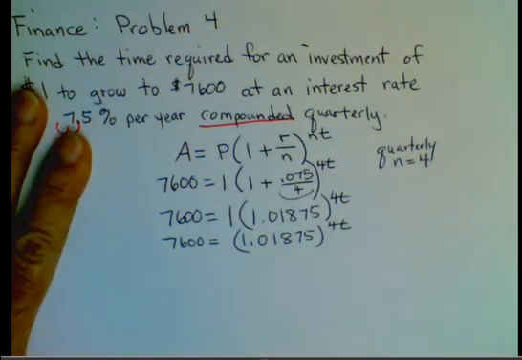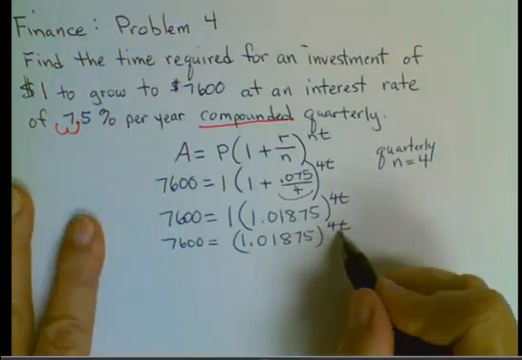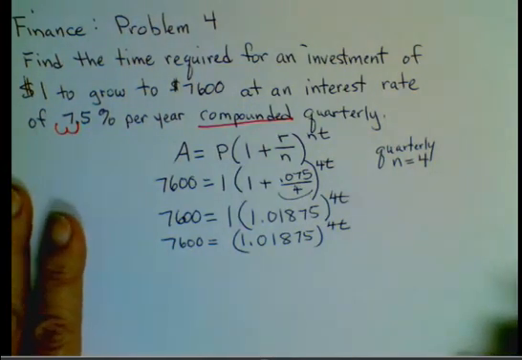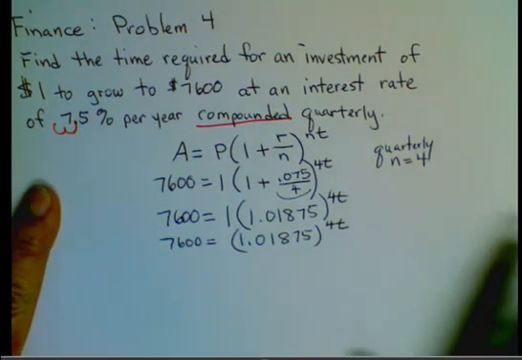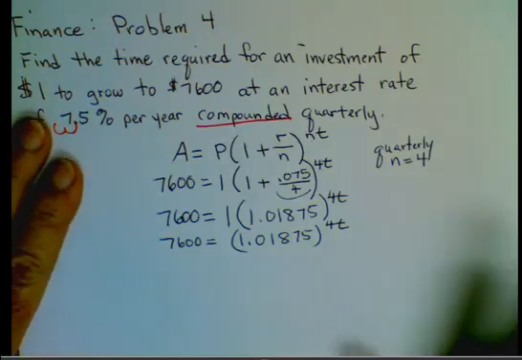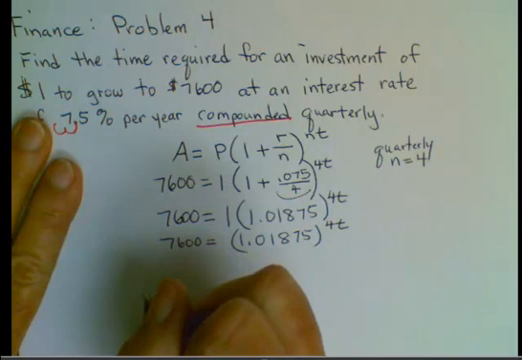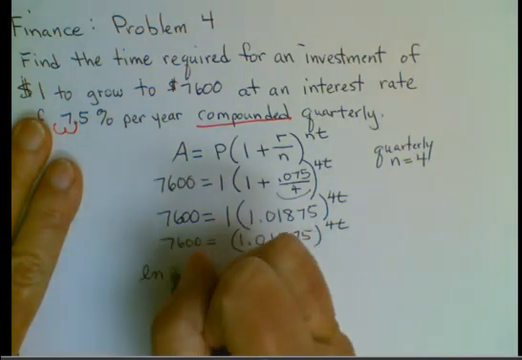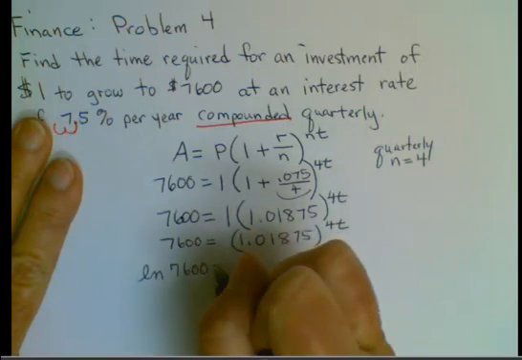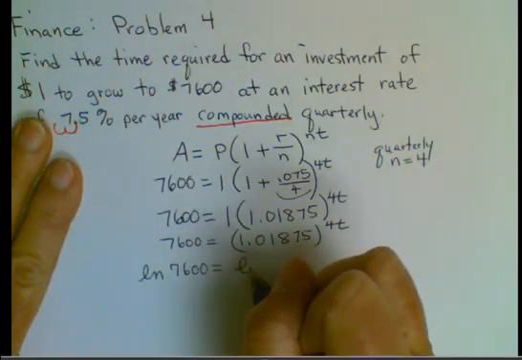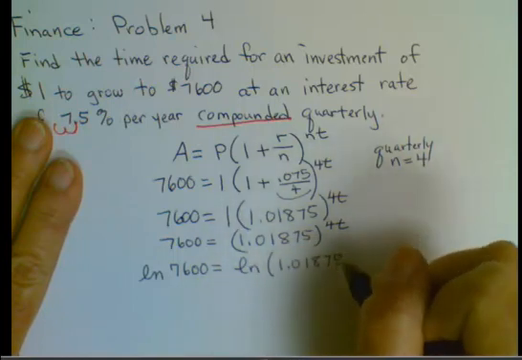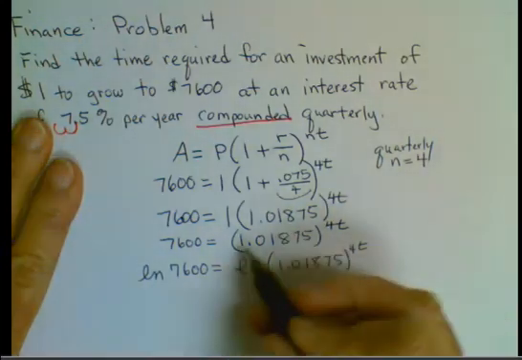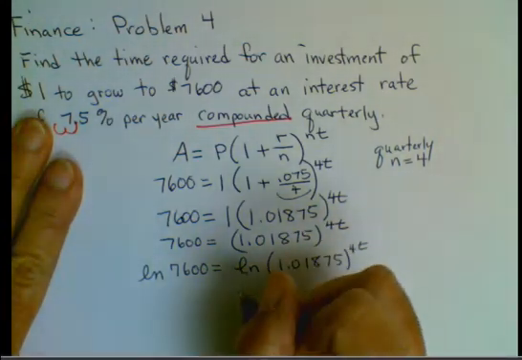Now, we want to solve for something that is in an exponent position. The way that you do that is to take a logarithm. You can take a common logarithm, which is your LOG button, or you can take a natural logarithm, which is the LN button. It doesn't matter. Right, so I'm going to take the natural log, which is the LN. You have to do it on both sides. And when you take the natural log of this side, that allows your exponent to come down.